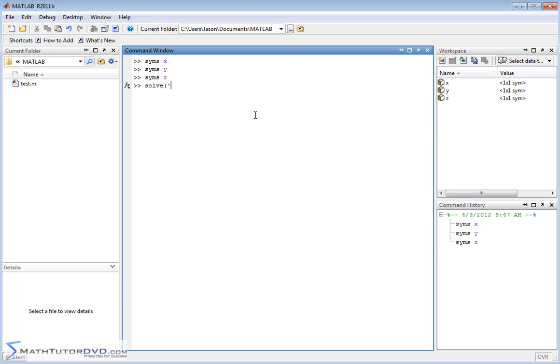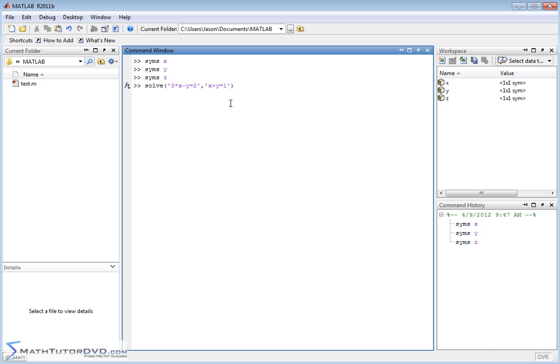So let's just say we have 3x minus y is equal to 2. We'll close that off in a single quote on both sides. That's the first equation. Then we'll put a comma. Let's do x plus y is equal to 1. And we need to enclose that second equation in single quotes. So there we have the basic syntax of what we're doing.